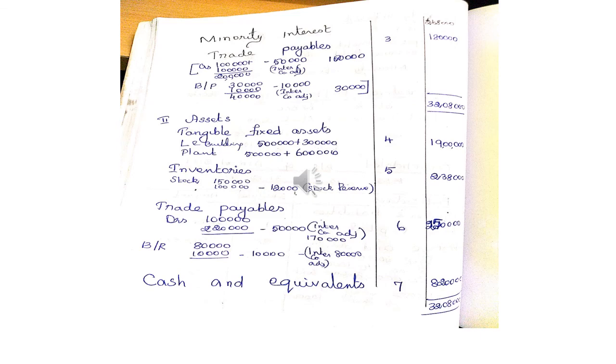The value is 2,38,000. Trade receivables, debtors, 1,02,20,000. Then intercompany adjustment, 50,000, we have to subtract it. Then bills receivable, 80,000 plus 10,000 minus 10,000 is an intercompany adjustment. So total is 2,50,000. Cash and its equivalents, 8,20,000. So we have consolidated the balance sheet.